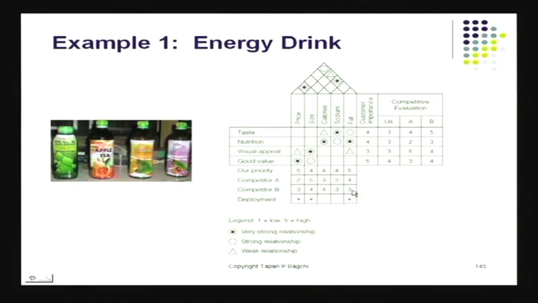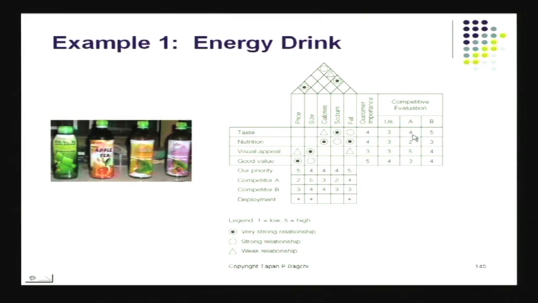While I'm doing this, I also do something else. I look at my competition, I look at their products. Our present offering can be ranked as 3 out of 5 on taste, 3 out of 5 on nutrition, 3 out of 5 on visual appeal, and 4 out of 5 on good value. What is my competition doing?